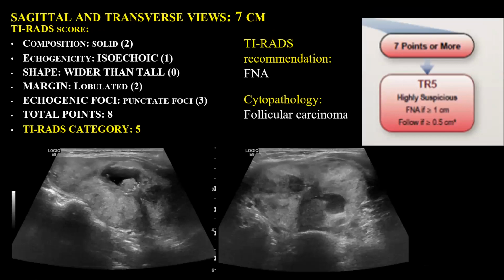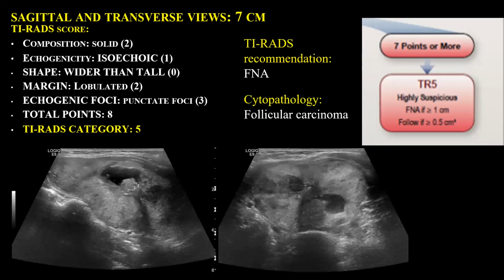And I think this is our last one. Again, a very big nodule, 7 centimeters, clearly solid. Yes, it does have a cystic component, but greater than 50% is solid. It's lobulated in appearance. You can see the lobulations right here. It has punctate echogenic foci in a small area of the thyroid nodule. It gives us a total of 8 points. 7 or more points is a TI-RADS 5. Because it's greater than 1 centimeter, we're going to fine needle aspirate it, and this ended up being follicular carcinoma.